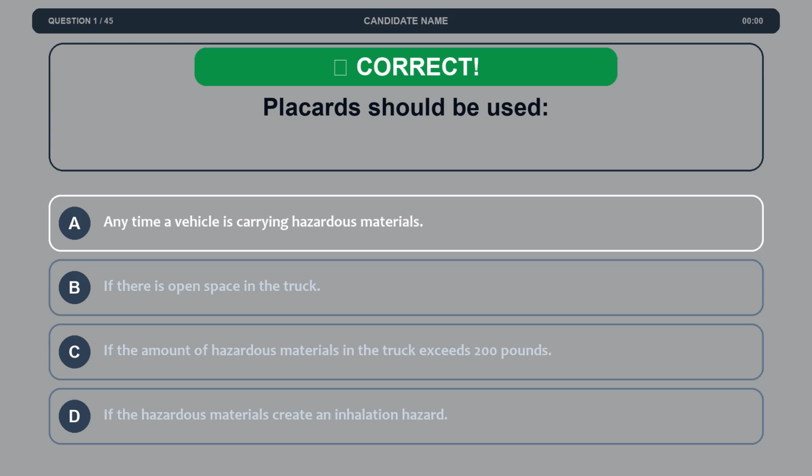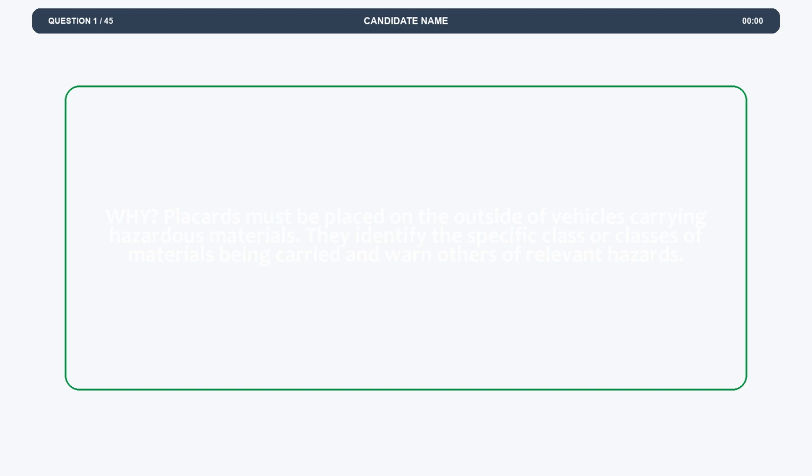The correct answer is option A. Any time a vehicle is carrying hazardous materials. Explanation. Placards must be placed on the outside of vehicles carrying hazardous materials. They identify the specific class or classes of materials being carried and warn others of relevant hazards.